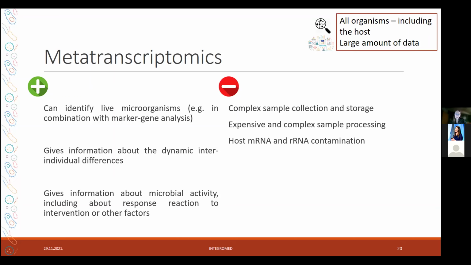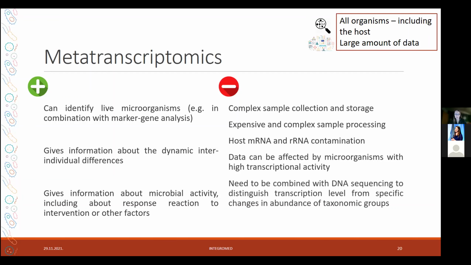We have contamination from host mRNA and rRNA, because we again are sequencing all the RNA that is in the sample. And data can be affected by microorganisms with high transcriptional activity. So they can be like outliers, and you would see that you have changes in some transcripts. However, it could be just one or two specific species creating that.